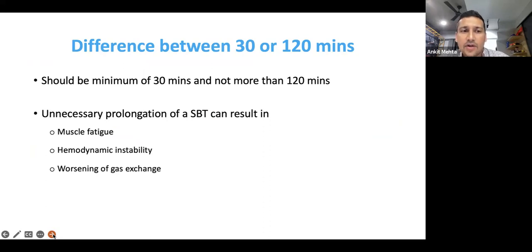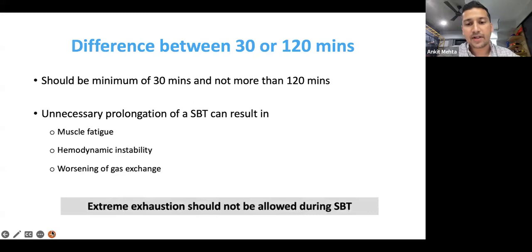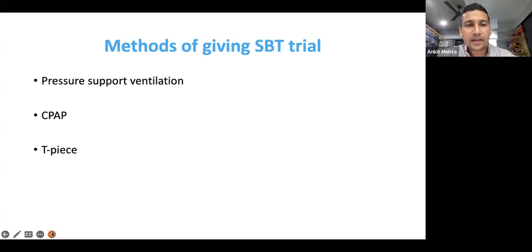And as I have already told you, there is no point in prolonging an SBT. It can lead to worsening of gas exchange. It can cause fatigue, and it can lead to a significant amount of hemodynamic instability also. So extreme exhaustion should not be allowed during SBT. Okay, so methods of SBT, I think we discussed that there is pressure support ventilation, CPAP and TPs.